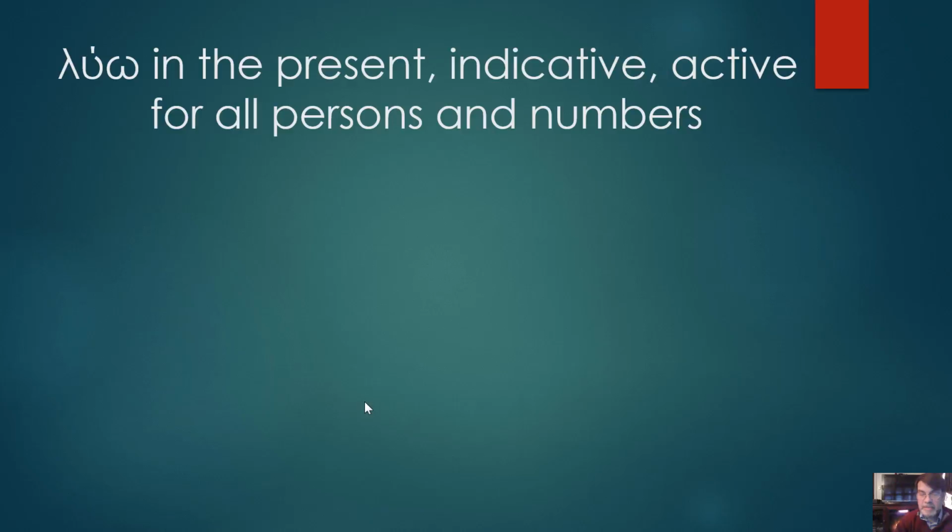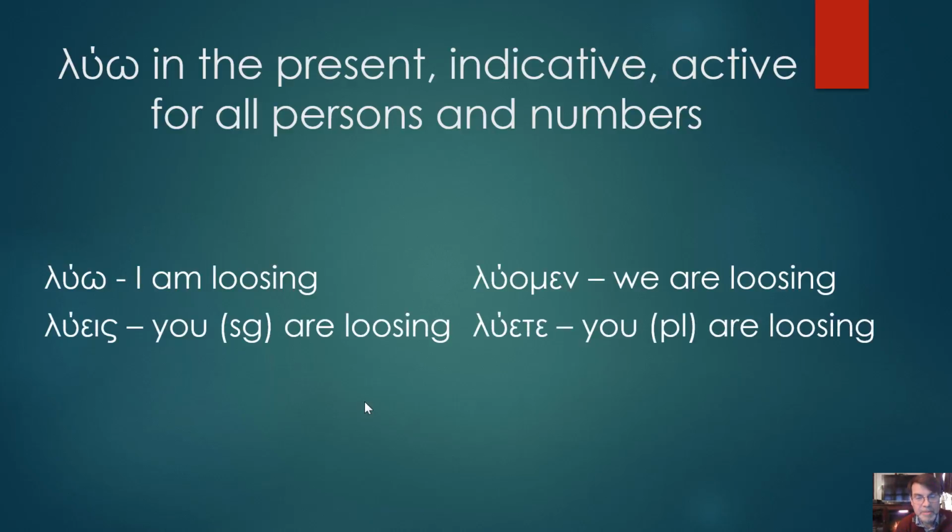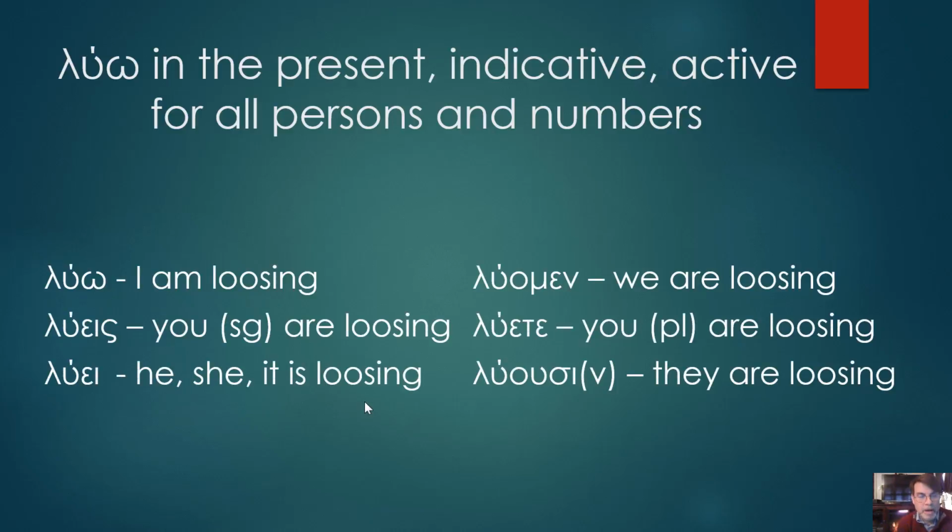Now, when I do this, I don't necessarily have students learn a lot of forms, but here is the basic paradigm of luo. Luo, lueis, luei, luomen, luete, luousi. I am loosing, you are loosing, he, she, it is loosing, we are loosing, y'all are loosing, they are loosing.